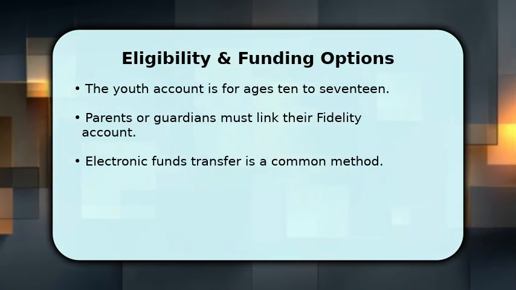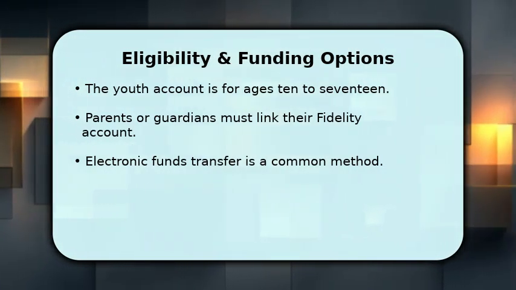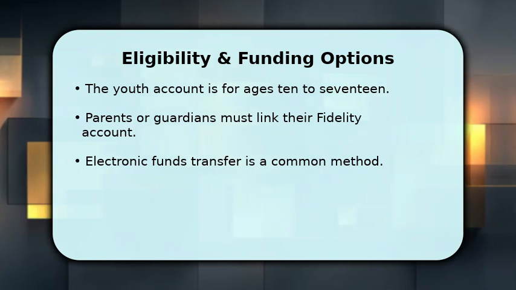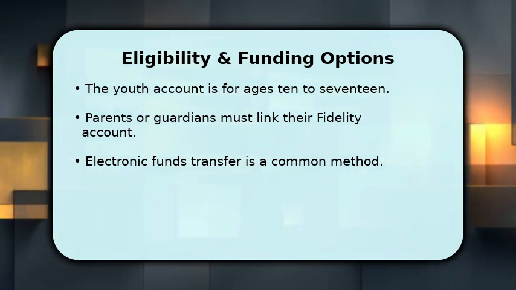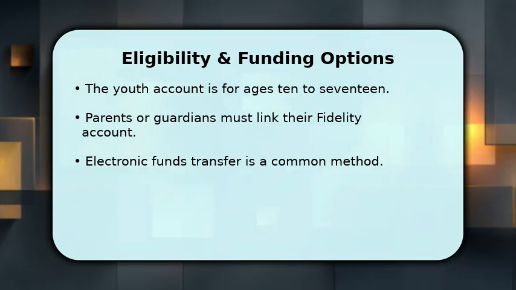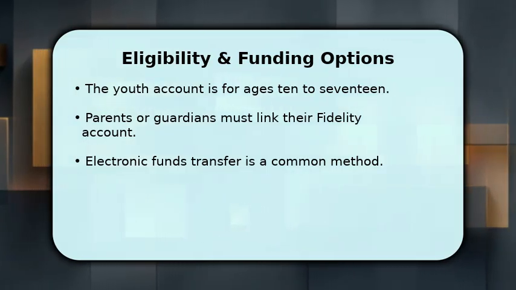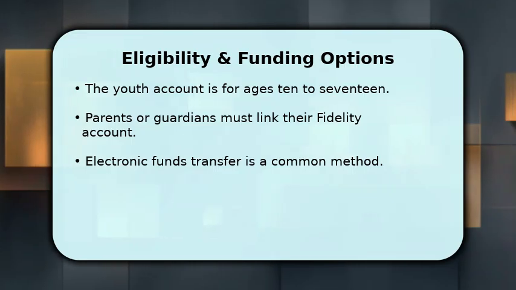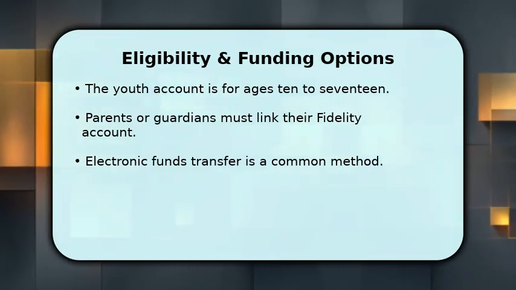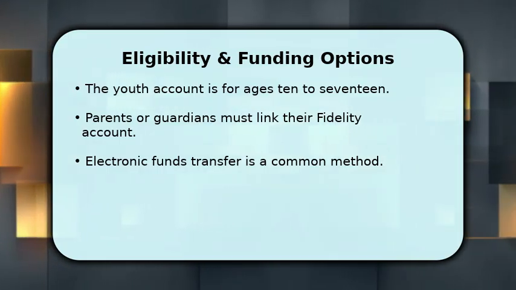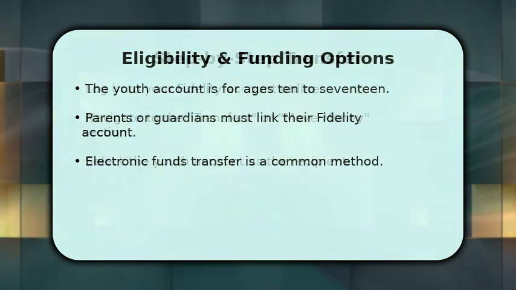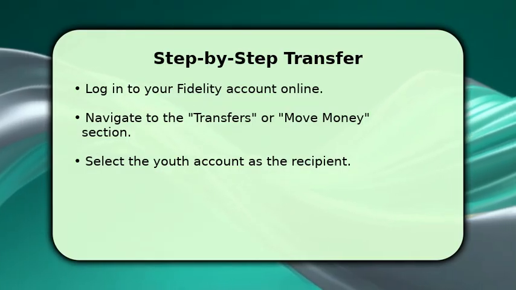First, let's clarify who can have a Fidelity Youth account. It's designed for young people between the ages of 10 and 17. To fund it, a parent or guardian must link their own Fidelity account. Common funding methods include electronic funds transfers from a linked bank account, or you can use checks and wire transfers for larger amounts. Now for the step-by-step process.